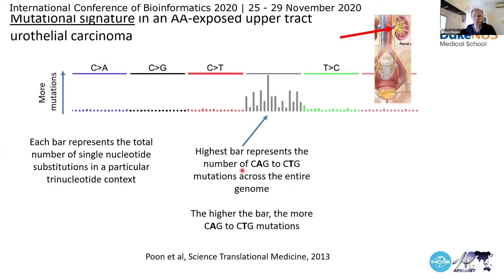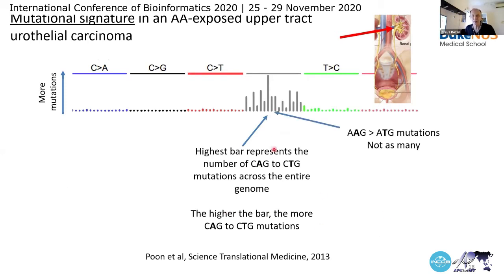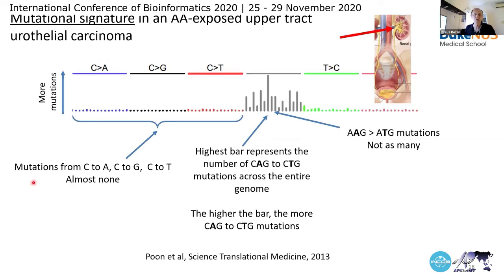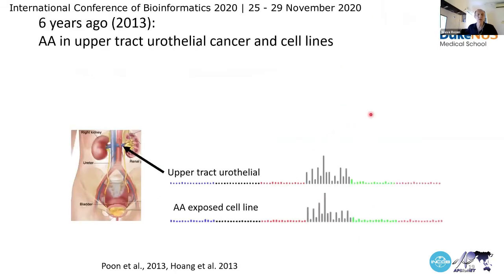So for example, the highest bar here represents the number of CAG to CTG mutations across the entire genome. And the higher the bar, the more CAG to CTG mutations. And then the next highest bar here is AAG to ATG mutations. There are quite a few, but not as many. And then there are very few mutations from C to A, C to G, C to T, almost none of these.